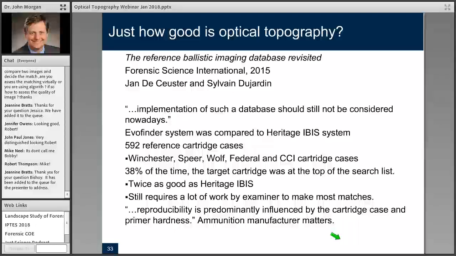But in the end, their conclusion still holds that the reproducibility is predominantly influenced by the cartridge case and primer hardness, ammunition manufacturer matters, and it still requires a lot of work by an examiner to make most matches. These tend not to be lights-out matches in most cases, and it is advisable to back it up with the work of an examiner.